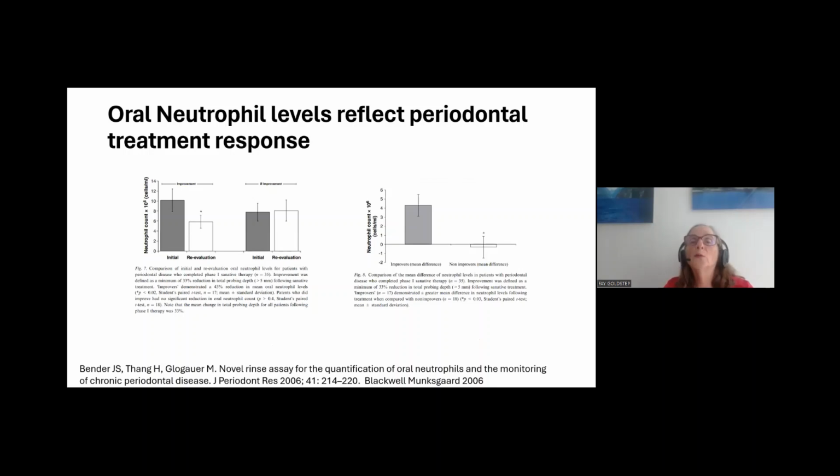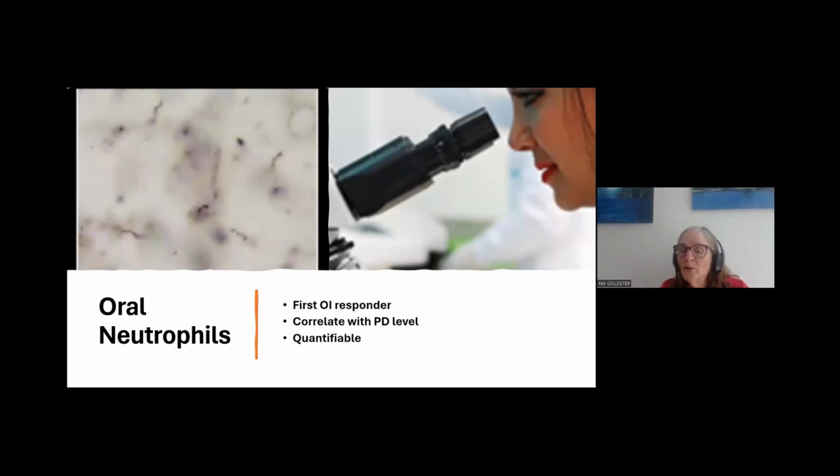The neutrophil levels also reflect periodontal treatment response. If the patient is undergoing treatment and it's positive and they're getting healthier, the neutrophil levels will drop. This is very indicative. So oral neutrophils reflect periodontal treatment response. So they can be used to monitor how the patient is responding to treatment. That's very important. What do we really have? If we only have bleeding on probing, as I mentioned, it's not the ideal situation. So they are the first responder. They correlate with periodontal disease level, and they're quantifiable in the lab.